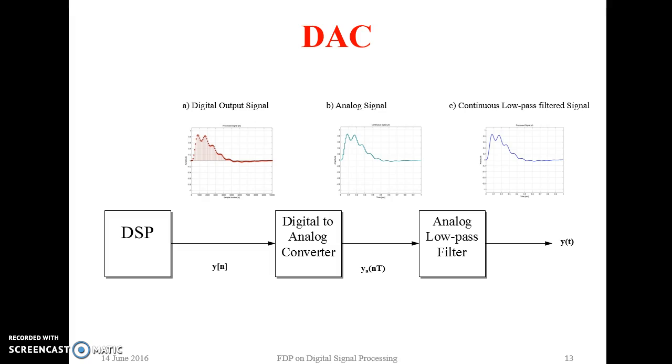Therefore, the output of the DSP processor will be digital. So this digital signal will be given to your DAC, that is nothing but the digital to analog converter. After that, here too a sampling process will be going on. After the sampling process, we will be giving those sampled signals to our low pass filter. So at last, the output of the low pass filter will be a continuous time signal.